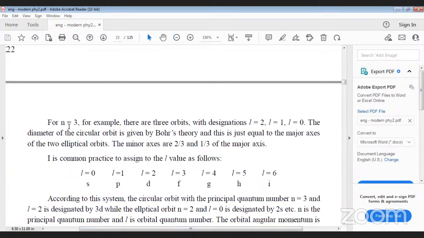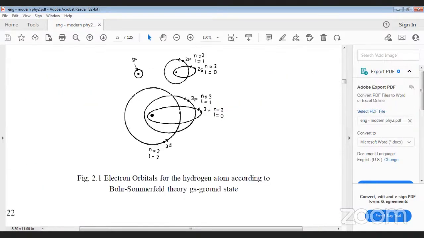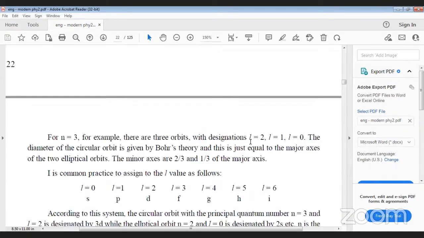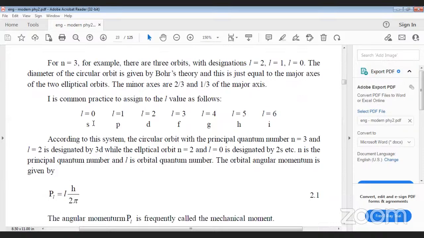You can see here n equals 3. What are the l values? 0, 1, 2. So what is the diameter of the circular orbit which was given by Bohr? There must be a major axis of two elliptical orbits, for l0 and l1, so that the minor axis values may be 2 by 3 and 1 by 3 of the major axis. So l0 is s, l1 is p, 2 is d, f, l4 is g, h, i, like that.